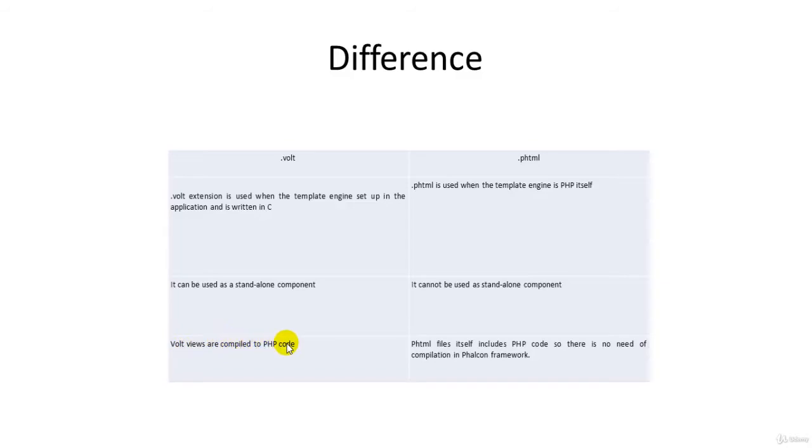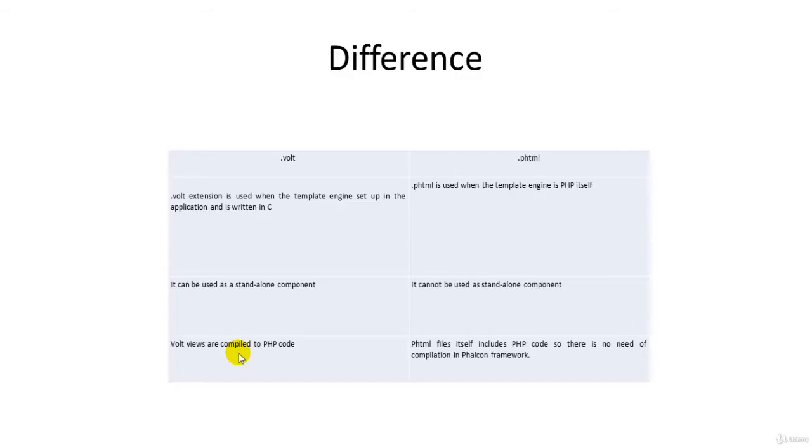Here views are compiled to PHP code. Now the .phtml file includes PHP code and is itself a PHP file. So there is no need for compilation over here in the Phalcon framework. So these are the two different types of views. Any type of view can be used and implemented as and when required.